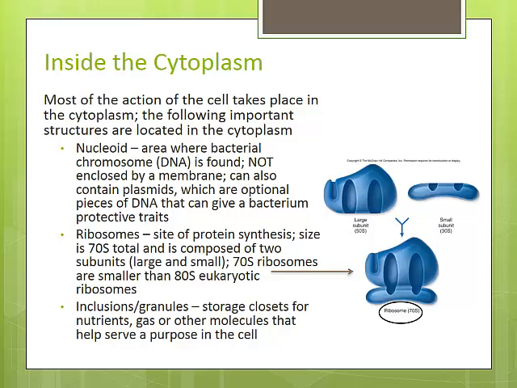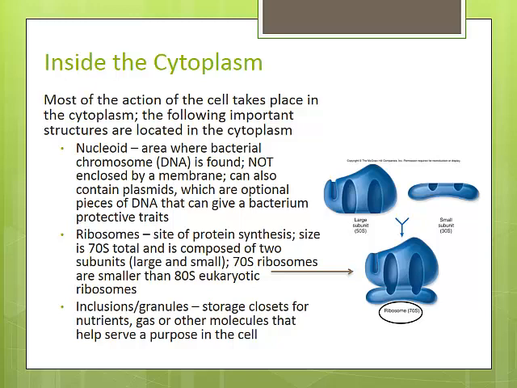So there's lots of ribosomes that are suspended in the cytoplasm. The size of a prokaryotic ribosome is different than that of a eukaryotic ribosome. Prokaryotic ribosome is called 70S, and it has a large and small subunit. A eukaryotic ribosome also has a large and small subunit, but it's known as an 80S ribosome.